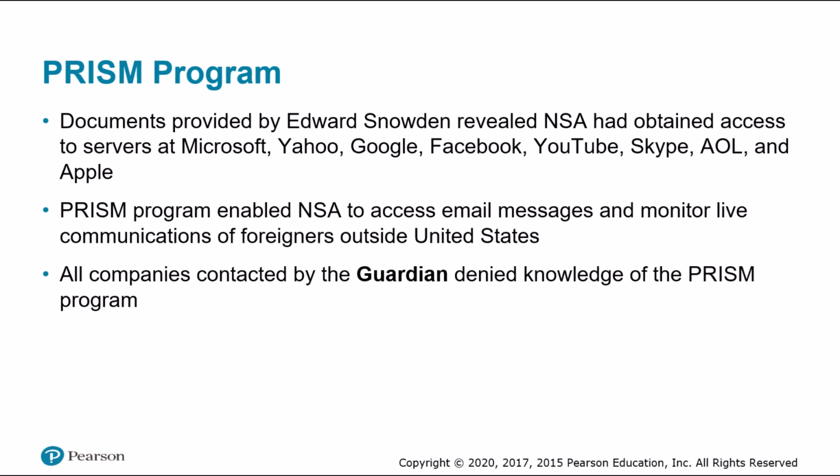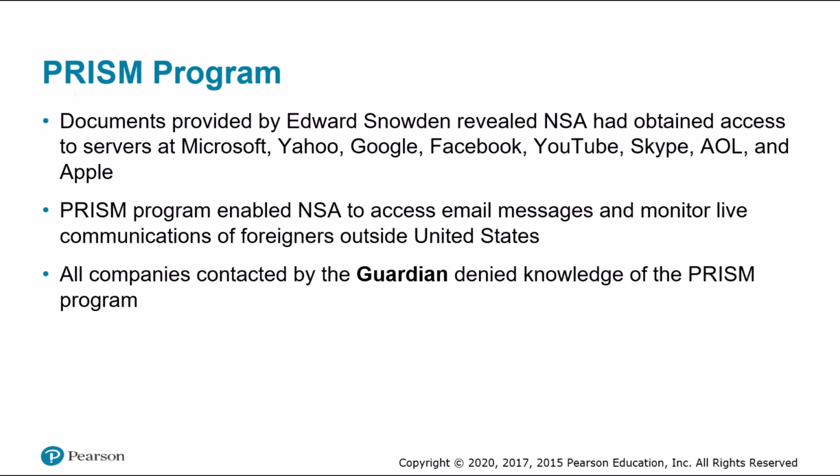In June 2013, the British newspaper The Guardian disclosed that it had received a top secret document outlining how the National Security Agency had obtained direct access to the servers at Google, Facebook, Yahoo, and other internet giants. The document was provided by Edward Snowden, a former employee of NSA contractor Booz Allen Hamilton.